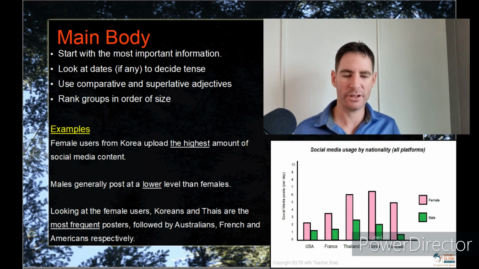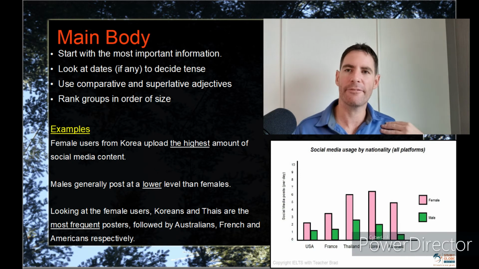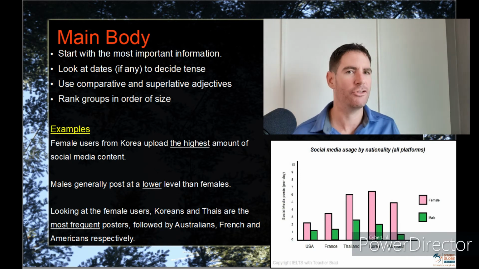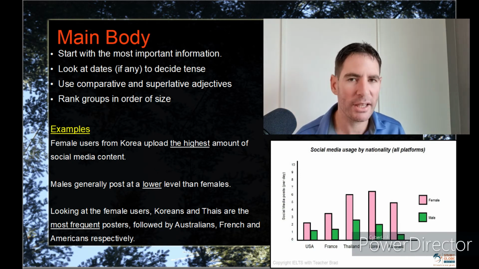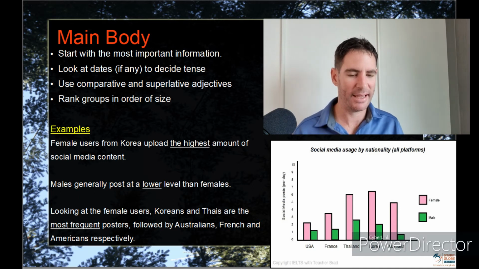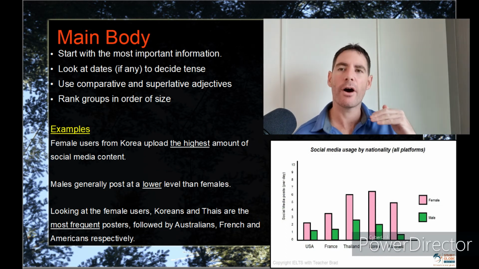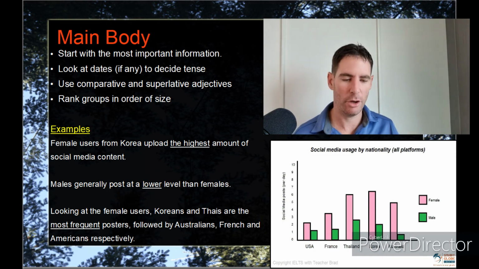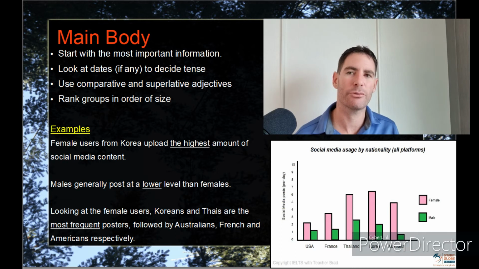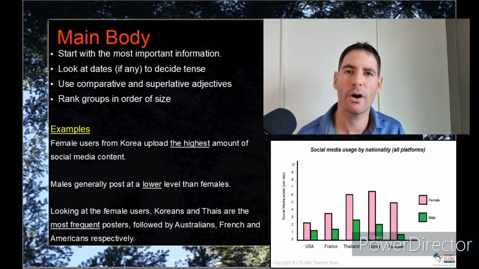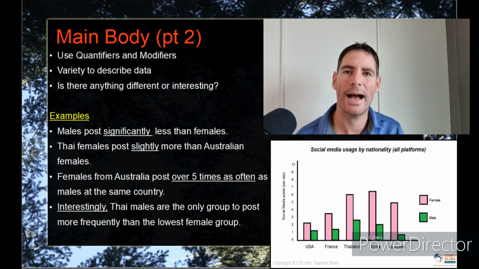Males generally post at a lower level than females. I am comparing males and females. Not always, but generally. Looking at the female users, Koreans and Thais are the most frequent posters, followed by Australians, French, and Americans respectively. Here I am ranking. Learn that system of ranking. It's an easy way to fill out a paragraph and get a lot of information into a small space.